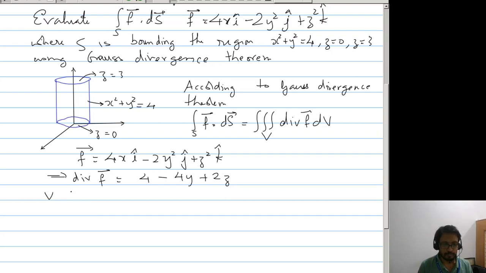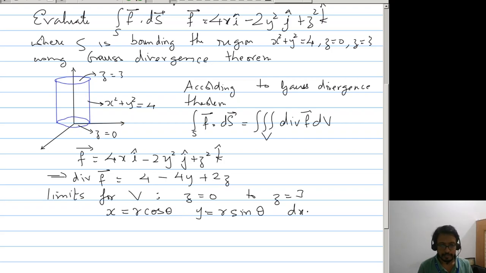Now volume V, the limits will be, z equal to 0 to z equal to 3 is already given. So we need to find the limits for x and y. Once the limits for z are done, all we are left with is the circular region in the xy plane. So converting to polar coordinates should be ideal for us. So we take x equal to r cos theta, y equal to r sin theta. So dx dy will transform to r dr d theta.